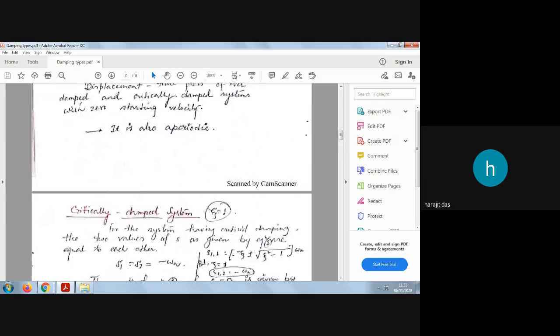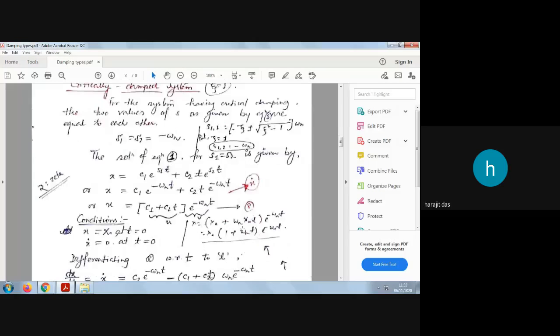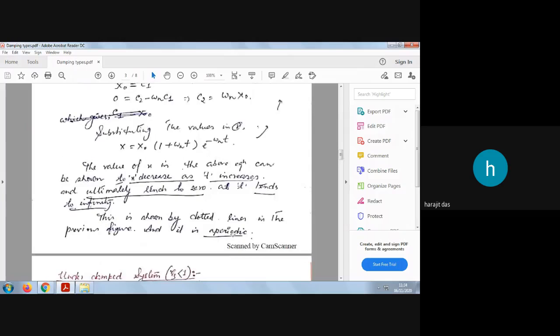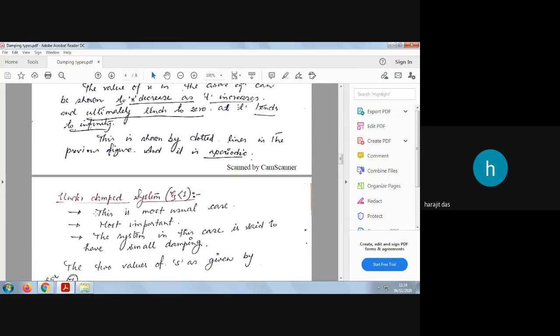And what summary you can get is that these two vibrations, that is the damped vibration of the over damping system and the critically damped system, are not vibratory motions, they are aperiodic motions. Understood? Okay, so now let's go to the next one, that is the under damped system.